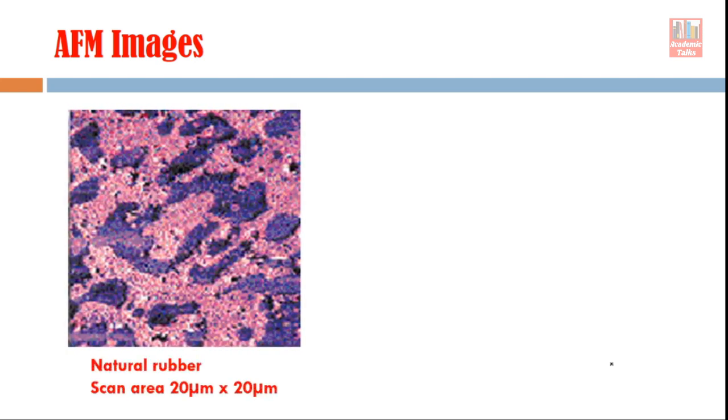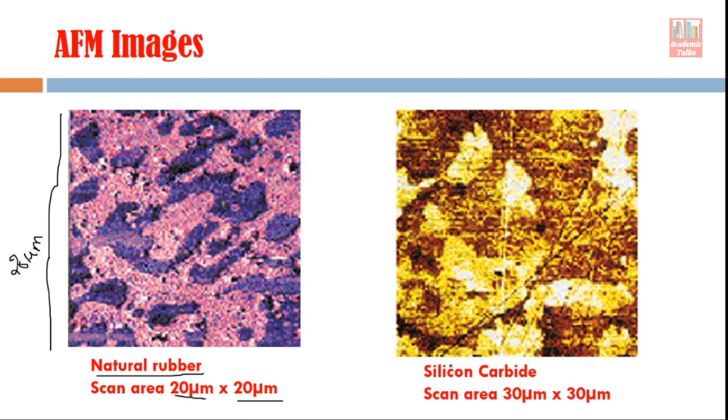Now this first sample is the surface of natural rubber, you can see, and the scan area is 20 micrometer by 20 micrometer. So this whole side is 20 micrometer, right? And in the same way, the second dimension is also 20 micrometer. So the features which are present on the surface of natural rubber are clearly visible here. Now you can see this second sample. This is a silicon carbide sample. Scan area is 30 micron by 30 micron. So this whole side is 30 micron, and this whole part is also 30 micron, right? So the surface is visible here like this.